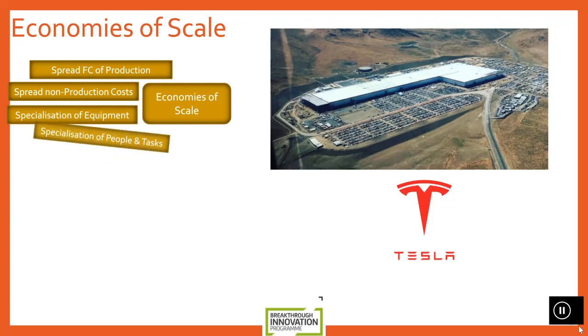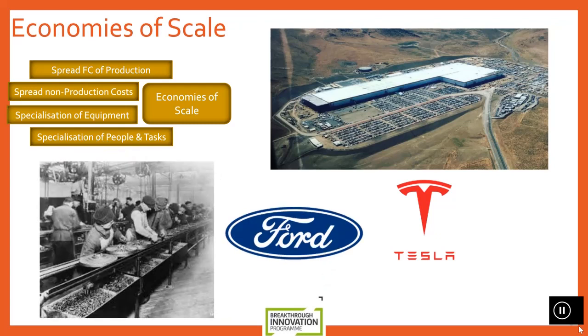The fourth source of economies of scale is specialisation of tasks and people. When work tasks are specialised, workers become more and more efficient at a particular task. This was Henry Ford's major breakthrough in the mass production of cars, breaking down the production process into a series of separate tasks that can be performed by highly trained and specialised workers.